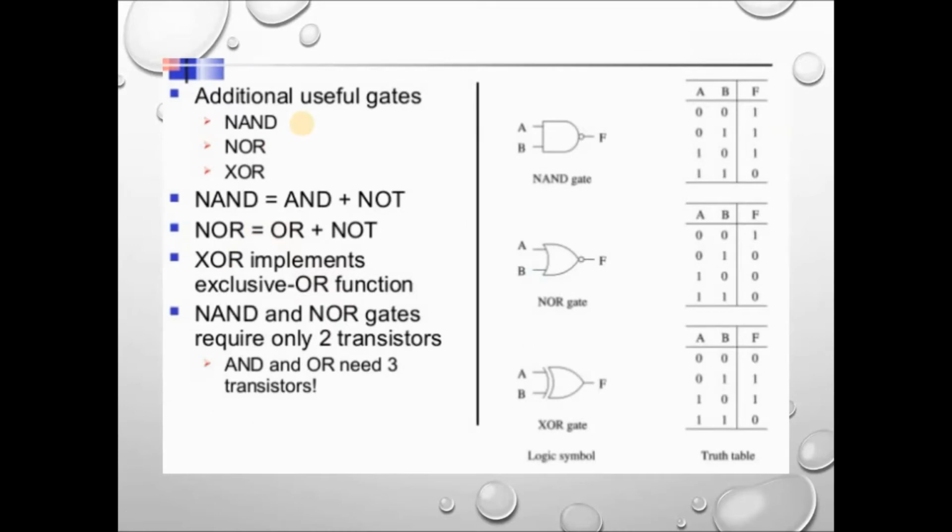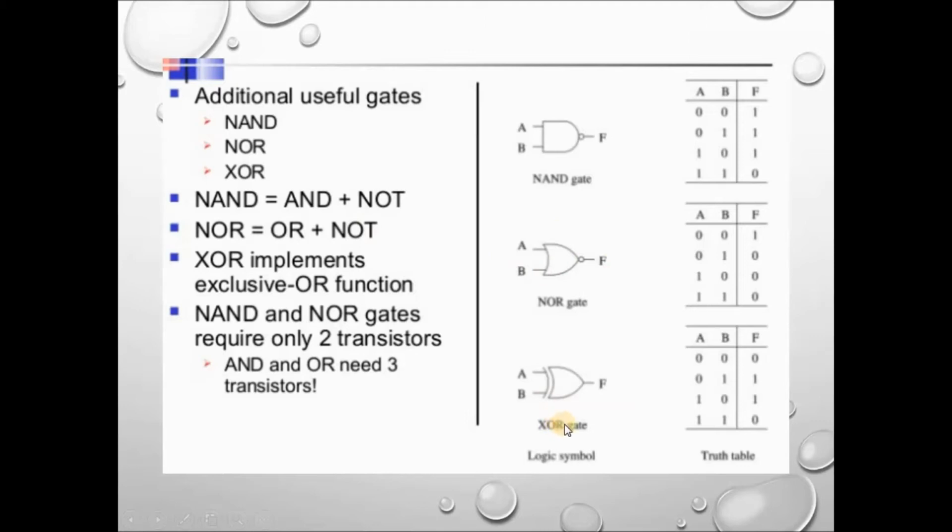Okay, NOR. See, OR plus NOT, that is NOR. In case of OR operation, if a single input is true, that means the result has to come true, but it is coming false, because after OR, NOT is used here. Clear? So like that, these gates are there.